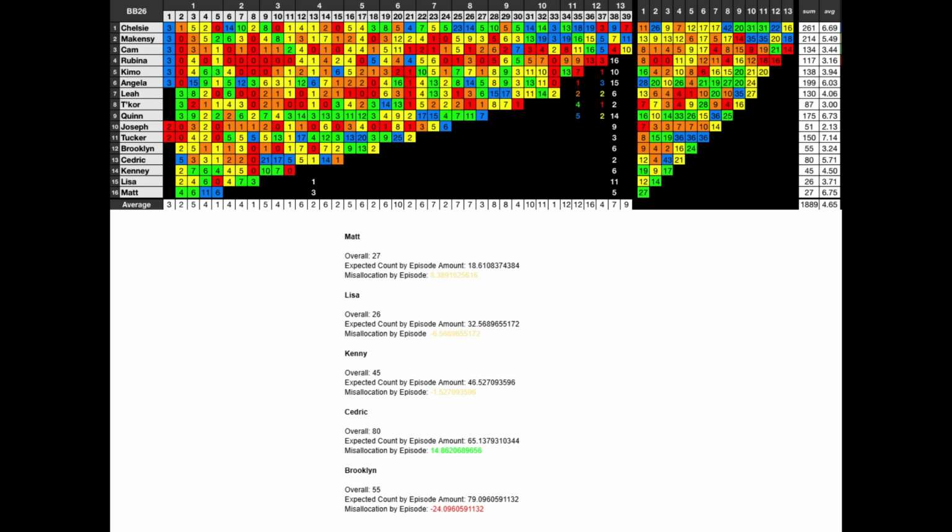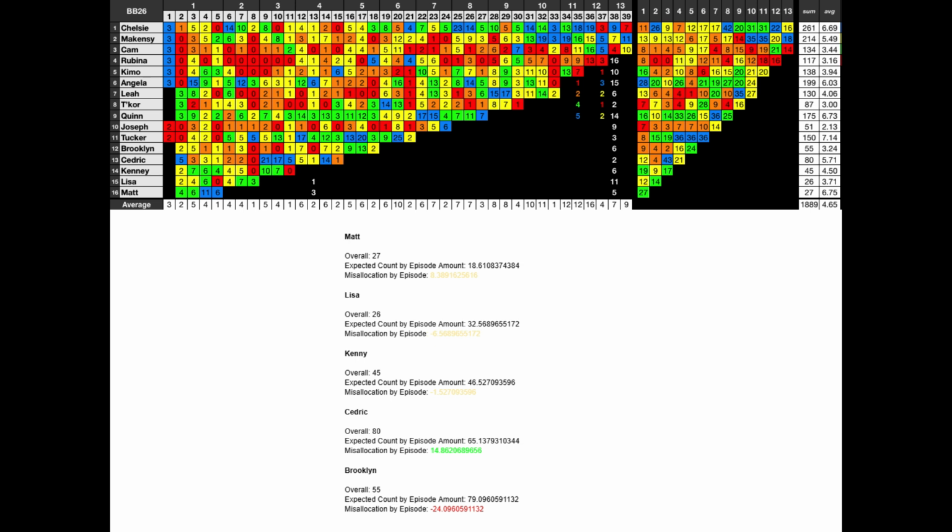Matt has 27 diary rooms, and his expected count by episode amount is 18.61, causing him to have a misallocation amount of 8.38, so he's on the higher end of the perfectly distributed median. Lisa has 26 diary rooms, and her expected count by episode amount is 32.56, causing her to have a negative 6.56 misallocation, so still in that range but closer to the lower end.